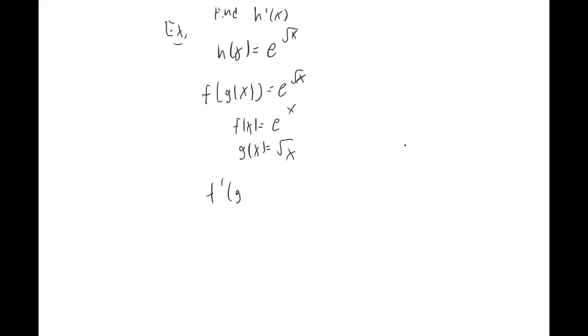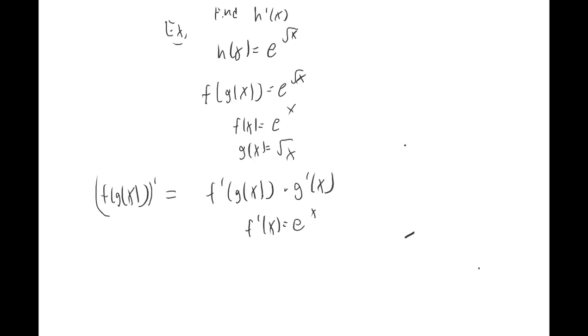So once you have this, it's just a formula, right? It's f prime of g of x. So it says that the derivative is f prime of g of x times g prime of x, right? So let's find f prime of x first. What is f prime of x? Good. Now, I don't want f prime of x. I want f prime of g of x. So what's f prime of g of x?